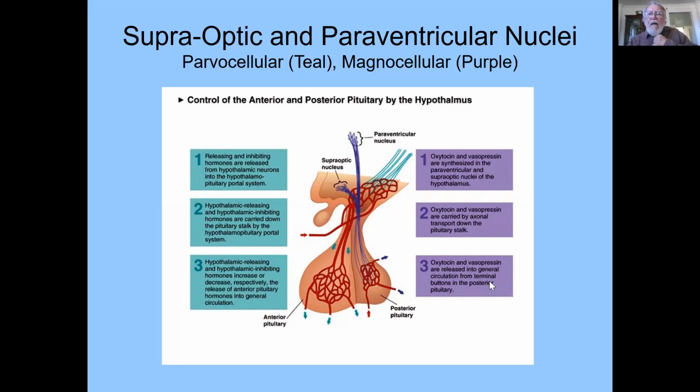So now what we're doing is we're talking about the supraoptic and paraventricular nuclei. And the point is that there are two general types of cells in these nuclei: the magnocellular cells and the parvocellular cells. 100% of the supraoptic nucleus are magnocellular cells. So where's my pointer? There it is. So 100% of the supraoptic cells are magnocellular, and over 50% of the cells of the paraventricular nucleus of the hypothalamus are magnocellular.